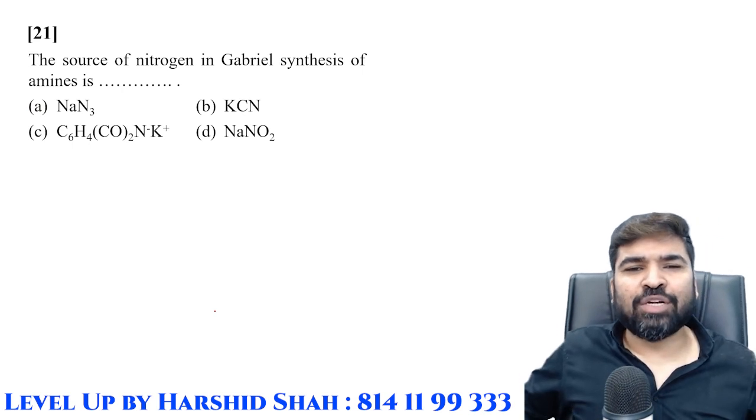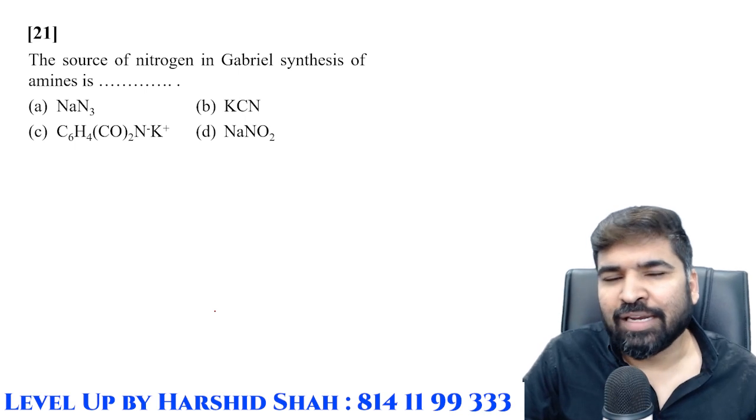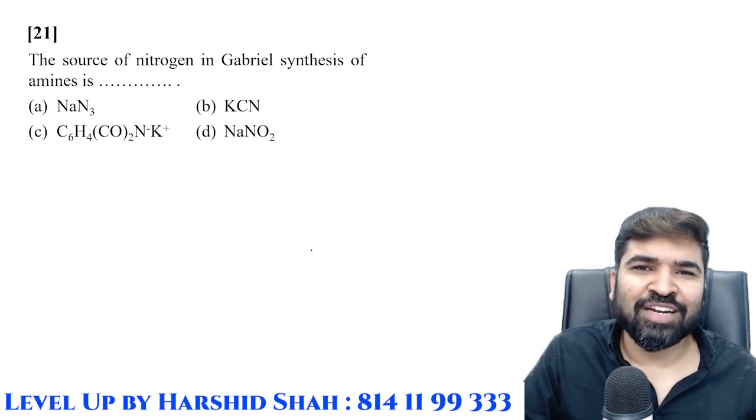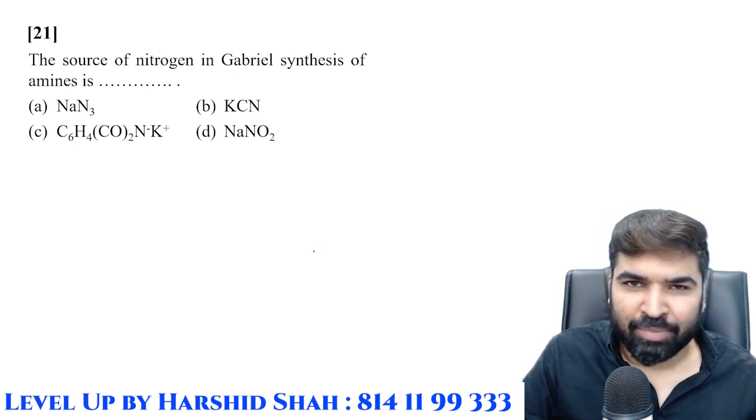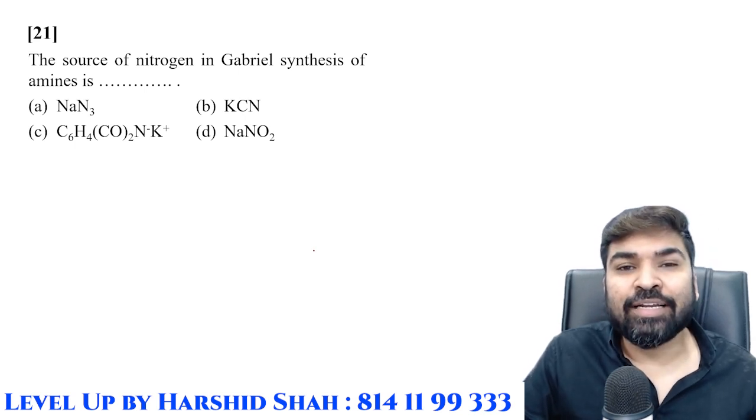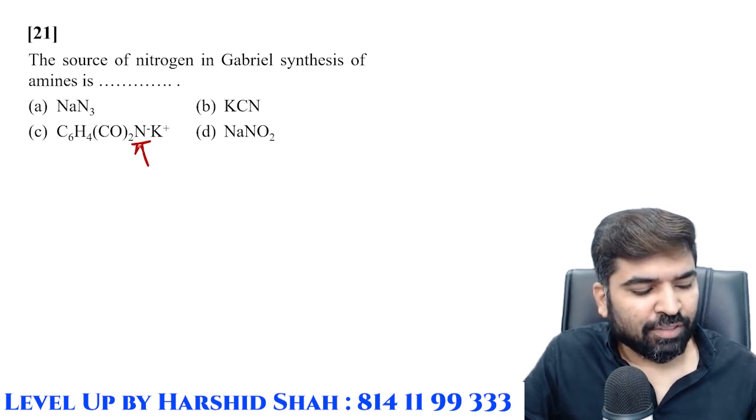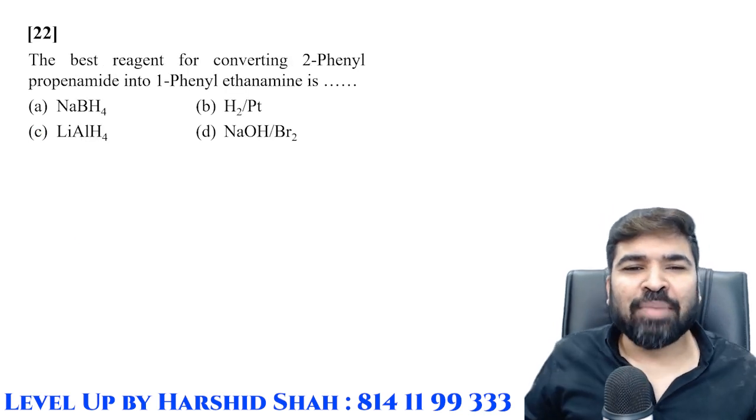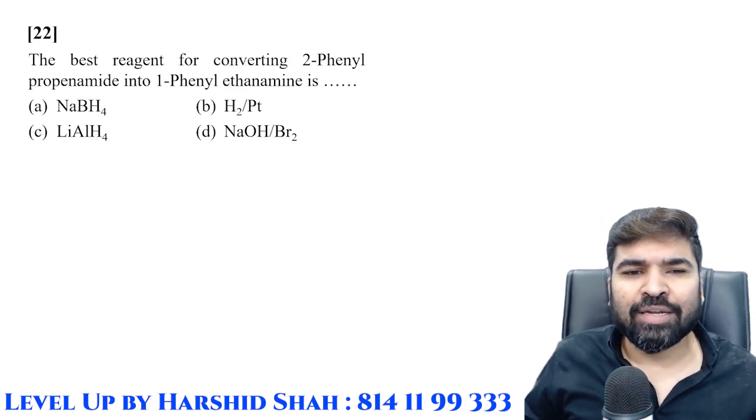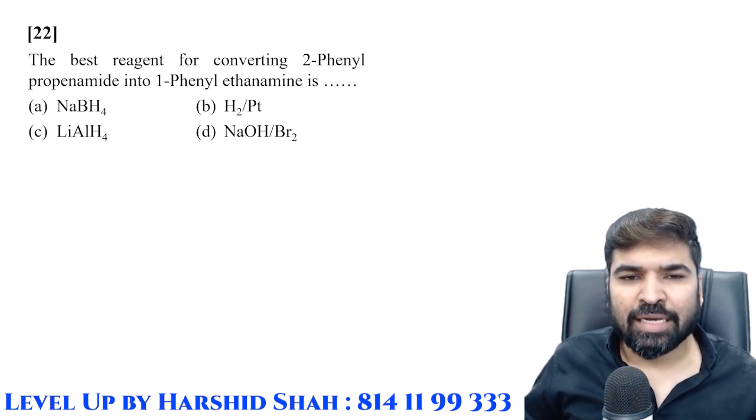The source of nitrogen in Gabriel's synthesis, you know Gabriel, why did they not write Gabriel phthalimide, because you will understand the answer. Gabriel phthalimide is the reaction of phthalimide. So there it has the nitrogen which it is giving, and that's why the answer is definitely option C, nothing else.